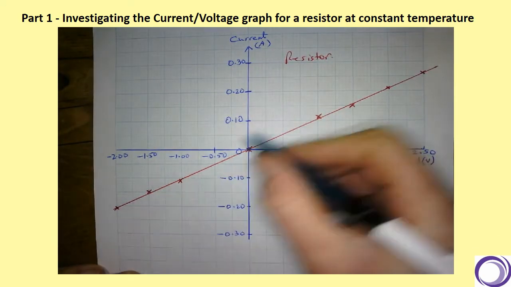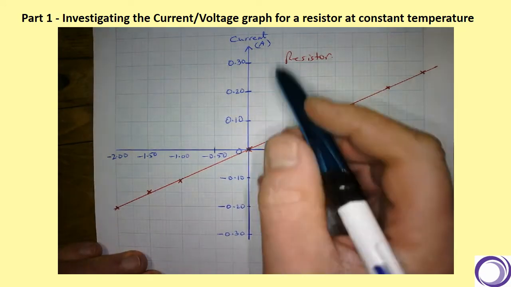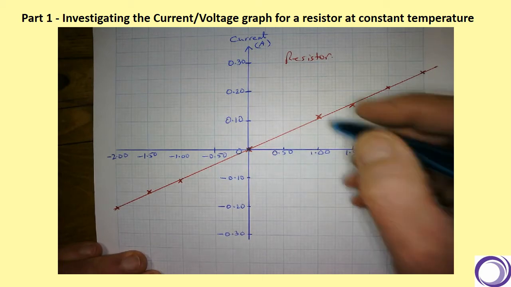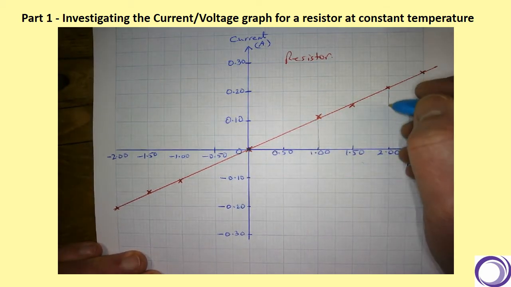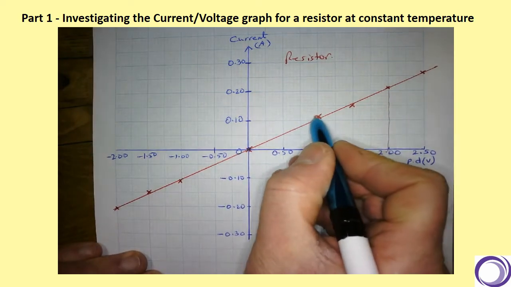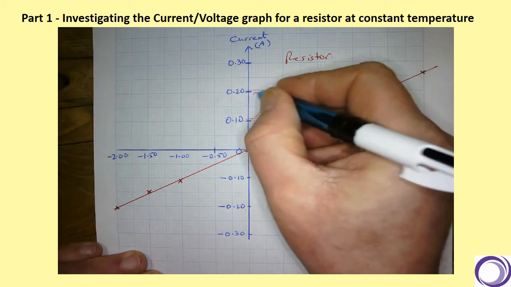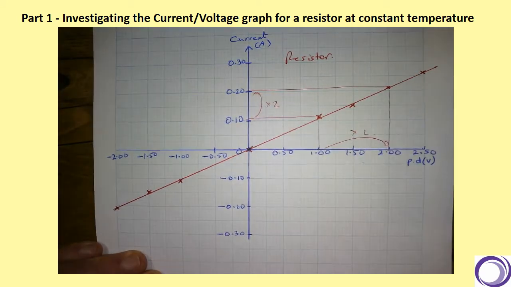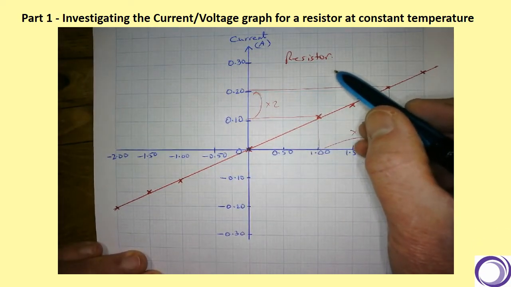So you can see that this line is directly proportional. So we say that the current is directly proportional to the potential difference. If I was to double the voltage from 1 to 2 volts, then the potential difference doubling will double the current as well. And you always get that straight line for a resistor as long as the temperature remains constant.